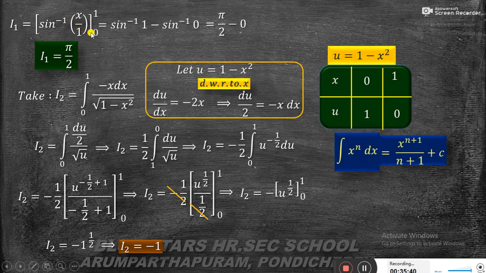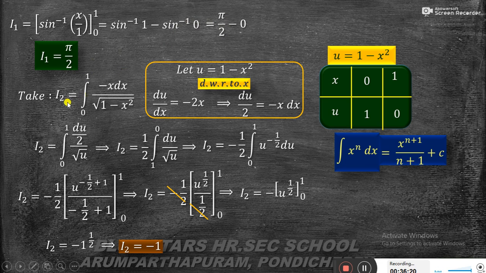Therefore I1 equals sine inverse of x by 1 from 0 to 1. So I substitute x equals 1, sine inverse 1, minus x equals 0, sine inverse 0. Sine inverse 1: 1 is sine pi by 2, so instead of 1 I substitute sine pi by 2. So sine inverse of sine pi by 2 gives pi by 2, minus next, sine inverse of 0: sine 0 is 0, so instead of 0 I substitute sine 0, so sine inverse of sine 0 means 0. Therefore pi by 2 minus 0 is pi by 2. I1 equals pi by 2.